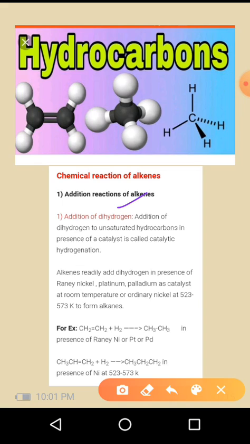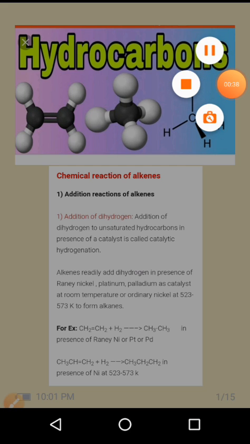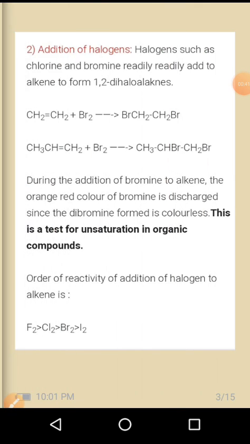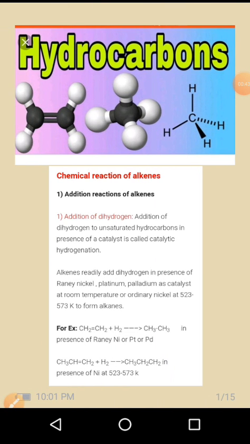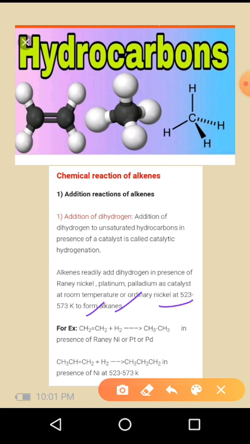Alkenes readily add dihydrogen in the presence of Raney nickel, platinum, or palladium as a catalyst at room temperature, or ordinary nickel at 523 Kelvin, to form alkanes. So here is the reaction: CH2=CH2, when reacted with dihydrogen in the presence of Raney nickel, platinum or palladium as a catalyst, produces CH3-CH3.